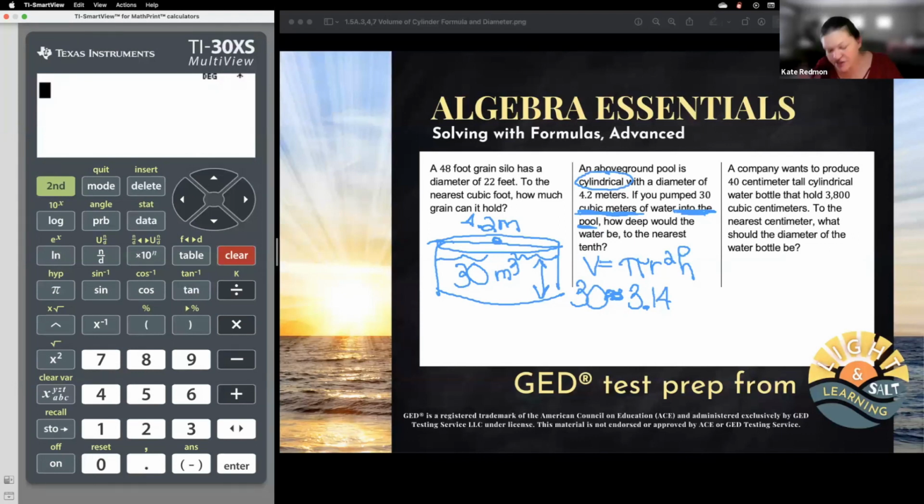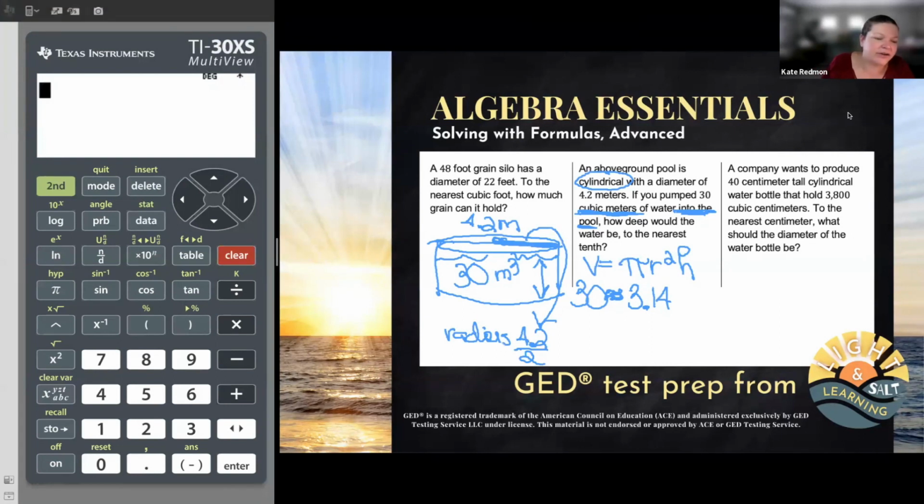Remember what r stands for? It stands for radius. Now, clearly in this problem, I'm not given the radius. But am I given what I need to find the radius? Let's take a look. An above ground pool is cylindrical with a diameter. Yeah, I am. So I know the diameter. I know all the way across the pool. So I don't need a formula to figure out the radius halfway across. So the radius is just going to straight up be the diameter divided by 2.